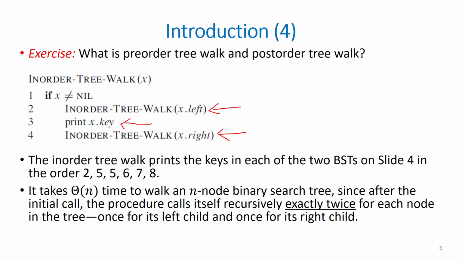So both the BST examples that we saw earlier will yield 2, 5, 5, 6, 7, 8 as the in-order walk. As an exercise, try to think of how to implement the pre-order and post-order tree walks. Since we traverse each node in the BST of n nodes using 2 recursive calls on line 2 and 4, the in-order tree walk procedure takes theta n amount of time to execute.